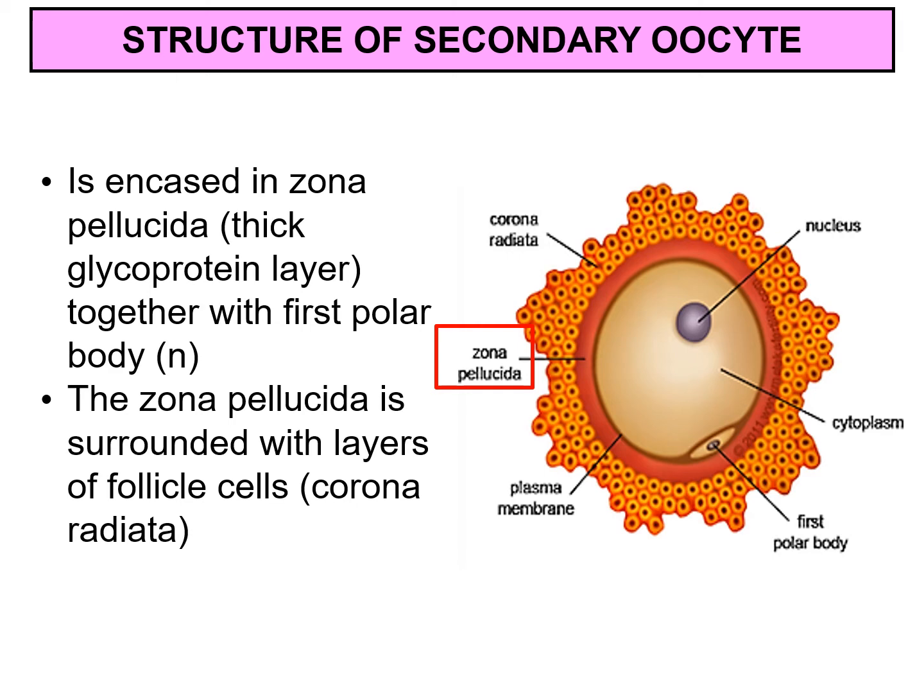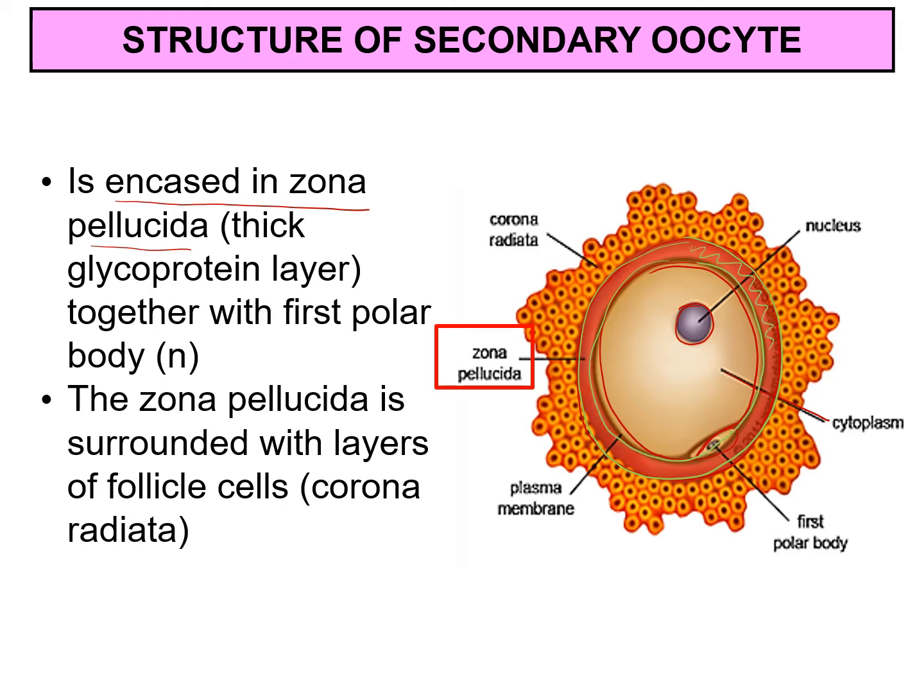The secondary oocyte is this structure, which contains a nucleus that contains the DNA, and the cytoplasm. This is the cytoplasm. Secondary oocytes are always accompanied by the first polar body. The secondary oocyte is encased, or surrounded, by the zona pellucida, which is a gel-like structure, a thick glycoprotein layer. So this is the zona pellucida.